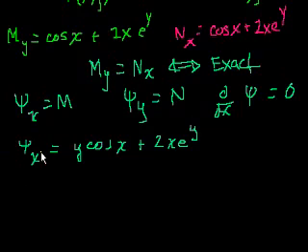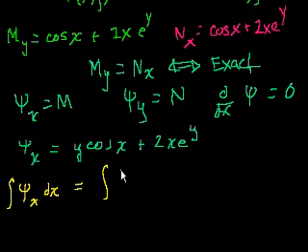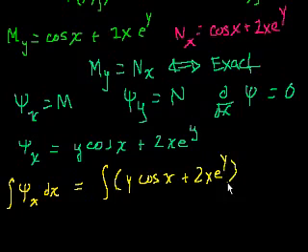So let me just write that down. The partial with respect to x, we're going to integrate with respect to x. That is going to be equal to the integral of this whole thing with respect to x, cosine of x plus 2x e to the y. We're integrating with respect to x. Normally when you integrate with respect to x, you'd say, okay, plus c, right?